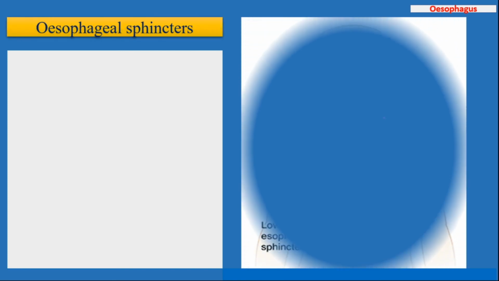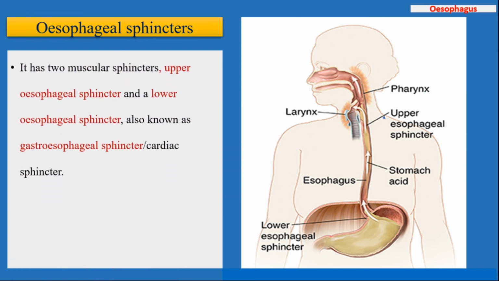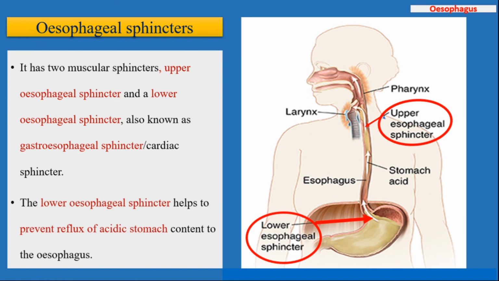Esophageal sphincters. The esophagus has 2 muscular rings or sphincters, one at the top called the upper esophageal sphincter and another at the bottom called the lower esophageal sphincter. The lower esophageal sphincter is also known as the gastroesophageal sphincter or cardiac sphincter. The lower esophageal sphincter helps to prevent the reflux of acidic stomach content into the esophagus.